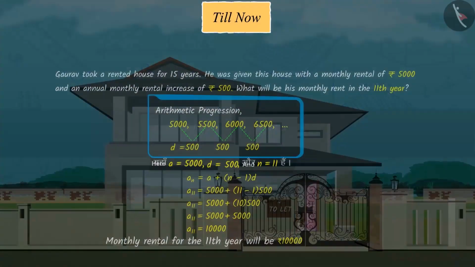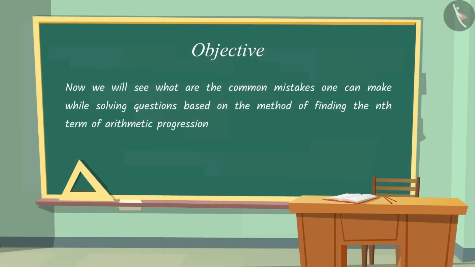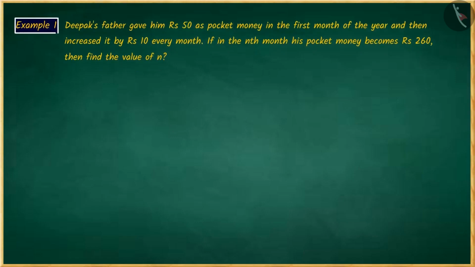Welcome to this video. In the previous video, we saw certain examples based on finding the nth term of an AP. Now we will see what are the common mistakes one can make while solving questions based on this method. Deepak's father started giving him Rs 50 as pocket money in the first month of the year and then increased the monthly pocket money by Rs 10. If in the nth month his pocket money becomes Rs 260, then find the value of n. Pause the video to solve the question and then match your answer.